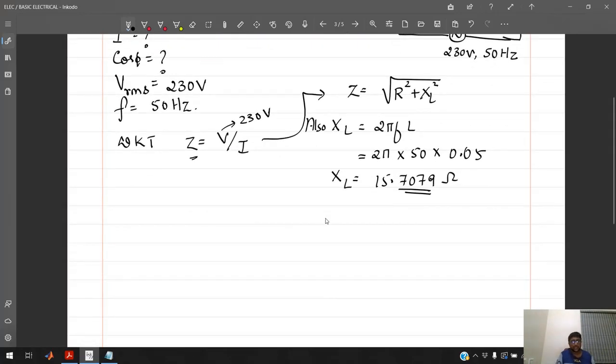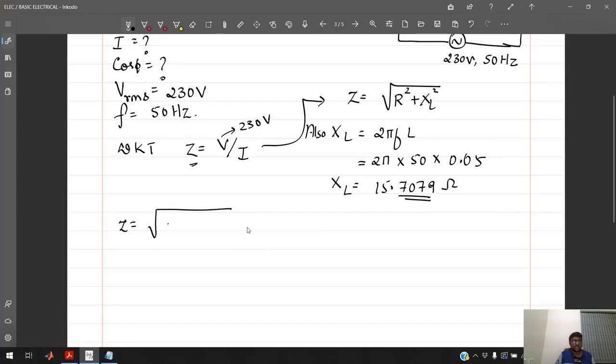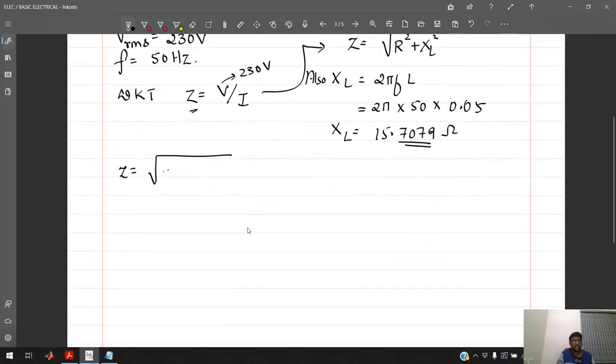Once you calculate the value of XL, use the formula for Z. Z is equal to square root of R square plus XL square. R is given, what is the value? It is 20 ohms. So 20 square plus 15.7079 square, and under root. If you solve that, you are going to get 25.4311 ohms. So this is the value of Z.